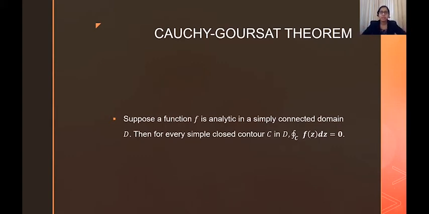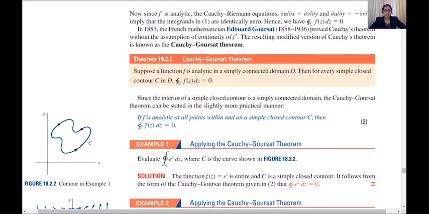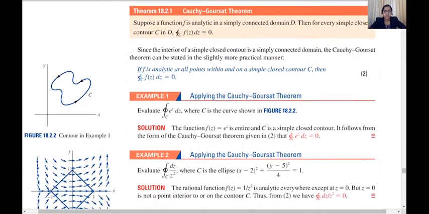It is very simple. It is just stating that the integral of that particular function will be 0 if the function is analytic, given the domain is simply connected, and the contour is a simple closed contour. So we shall deal with a few examples, and we shall make this concept a bit clearer. So let's see the first example.